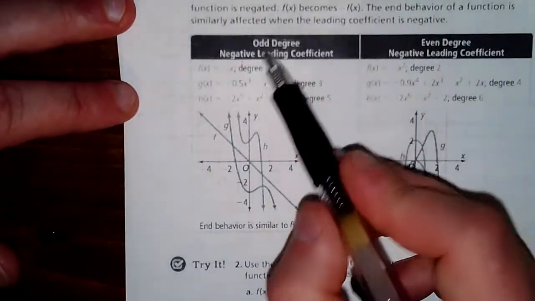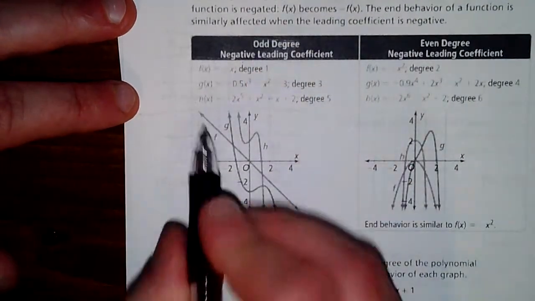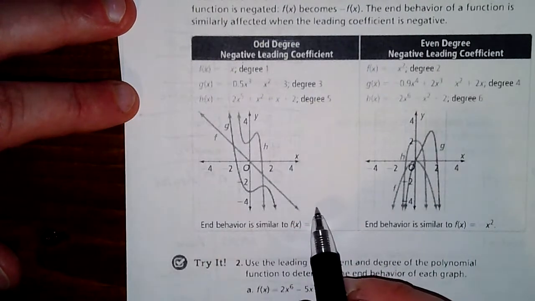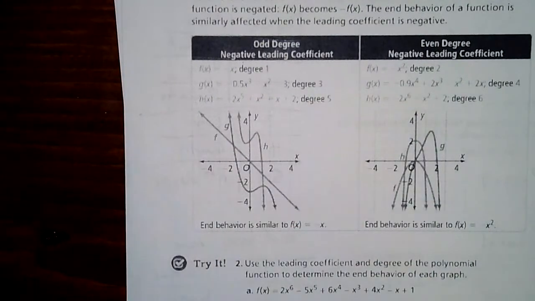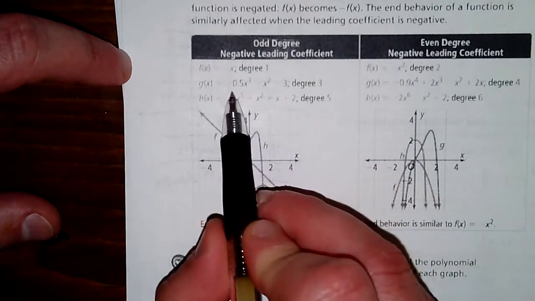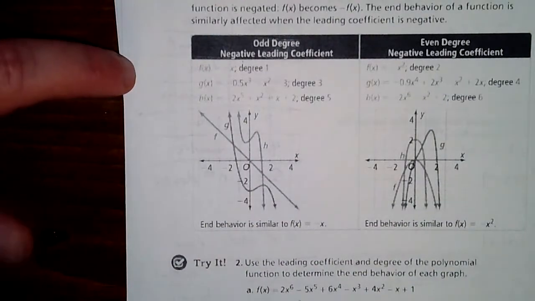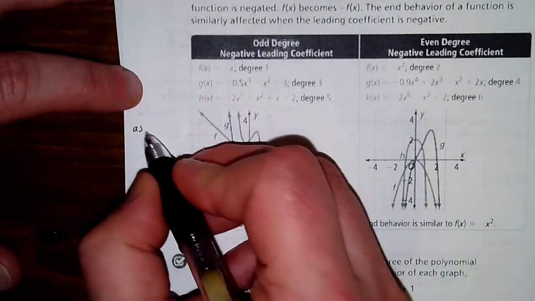If your degree is odd, but your leading coefficient is negative, that inverts the graph. Now they're going to start up here, but finish down here. All it really does is make everything opposite. Notice these are still first power and third power and fifth power, but now all these leading coefficients are negative. If you can't see them, they are, trust me. So in these cases, it's just kind of the opposite.